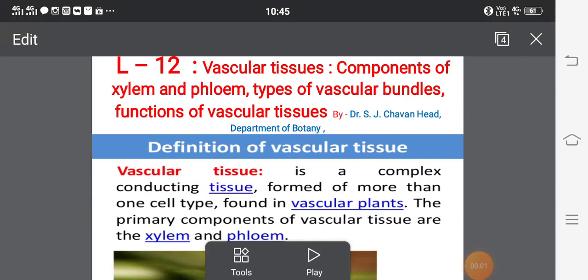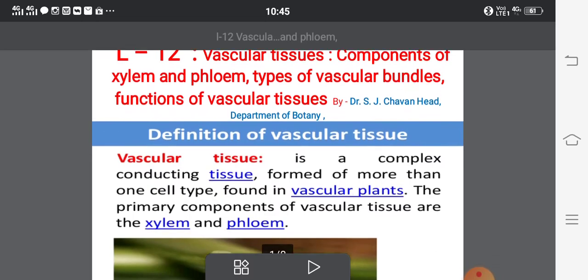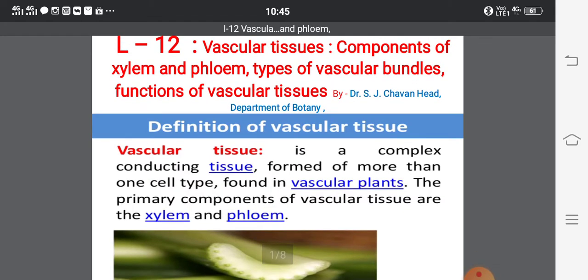Okay, good morning. So, in the last lecture, we have seen the meristematic tissue. In today's lecture, we are observing our second part, vascular tissue. It includes the components of vascular tissue, the xylem and the phloem, then types of vascular bundles and the functions of vascular tissue. Myself, Chavan sir, as we are now completing our syllabus after taking these 2-3 parts.